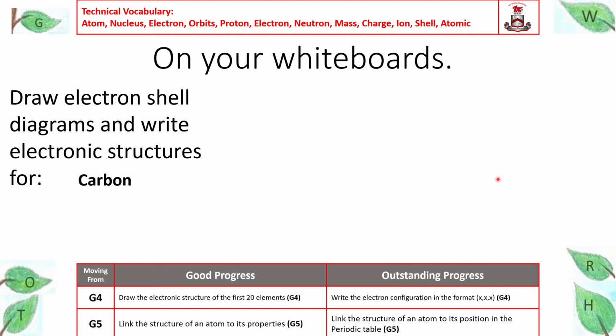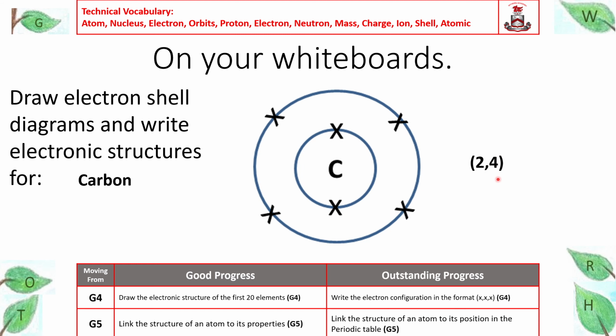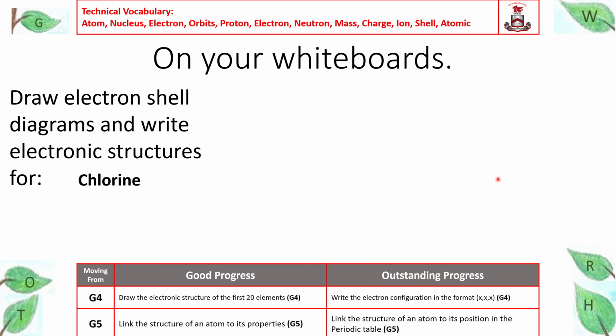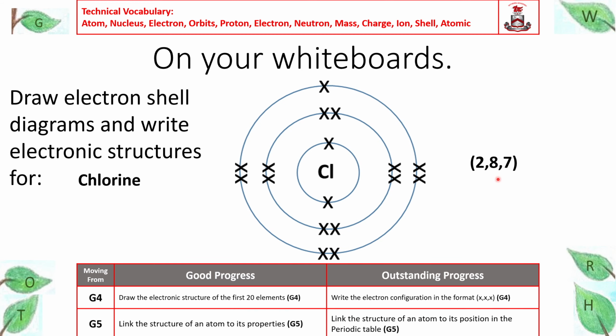Right, do that for carbon, please. Hopefully you've paused it, you've drawn it, and now you're resuming. So here it is. Carbon's got 2 on the first shell and 4 on the second shell. And then the last one, I think, is chlorine. So again, pause, have a go. Hopefully you've done that, and you should have got 2 electrons on the first shell, 8 on the second, and 7 on the third.